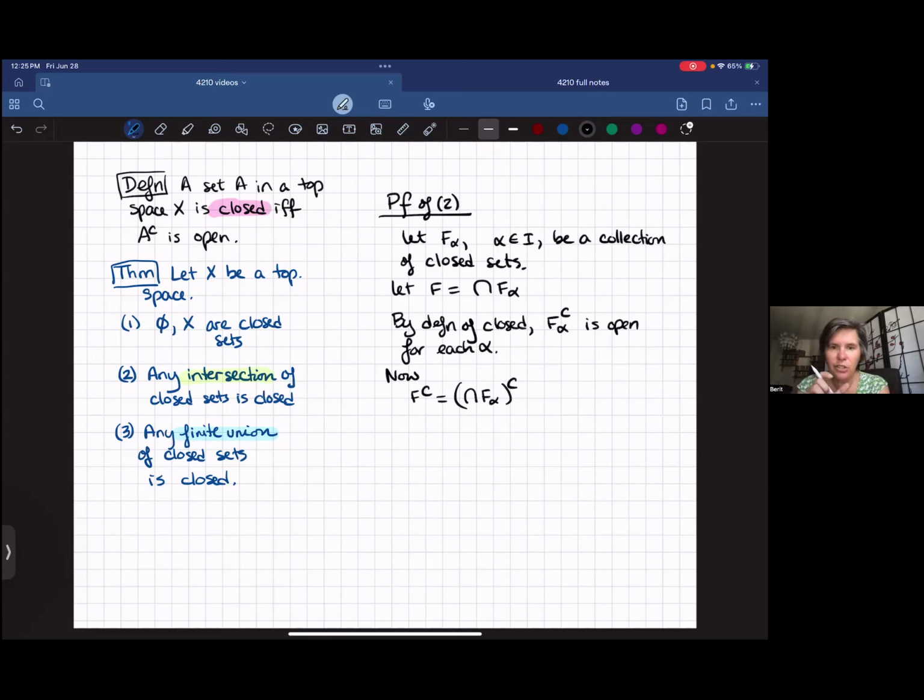Wait, what did I do there? I just took the thing that F equals and subbed it in, okay? And now, how can I simplify that? I have a possibly infinite intersection, and I'm taking the complement of it. There are some laws that tell us how intersections and unions and complements all interact. So this tells me that F complement is the union of F alpha complement, and that is De Morgan's laws.